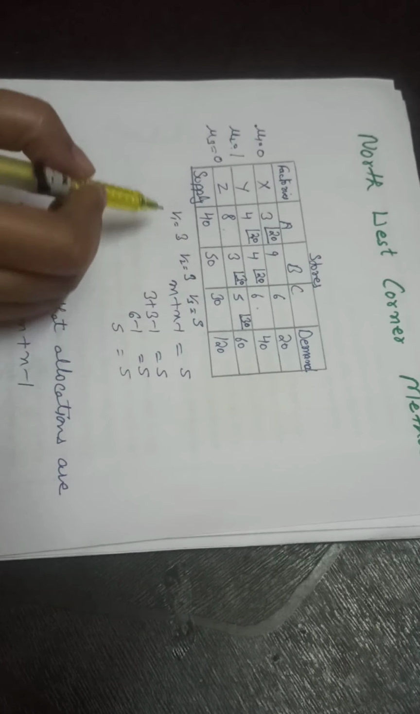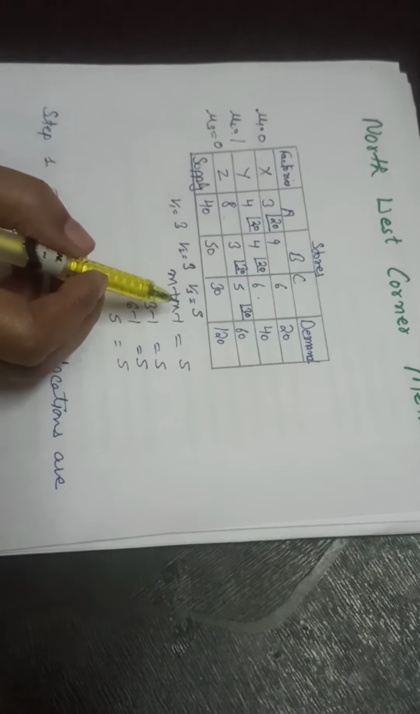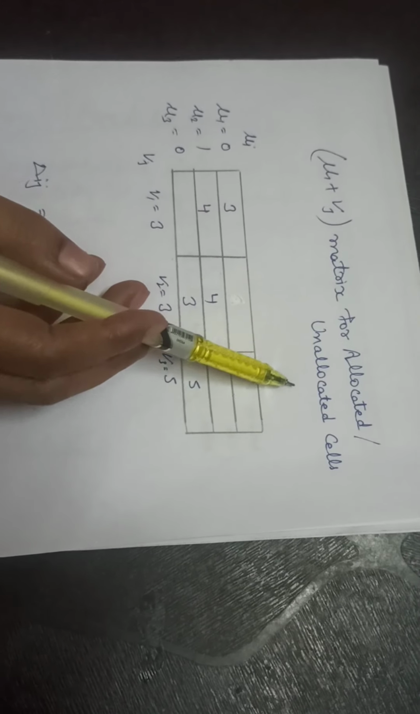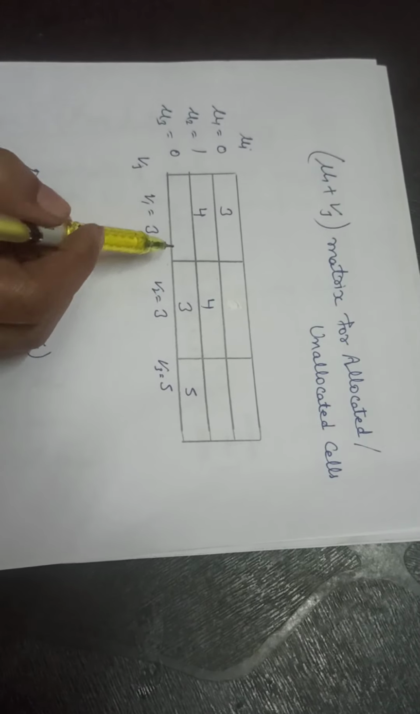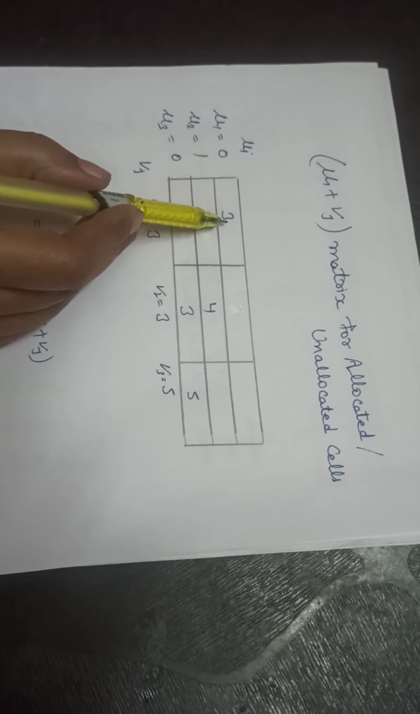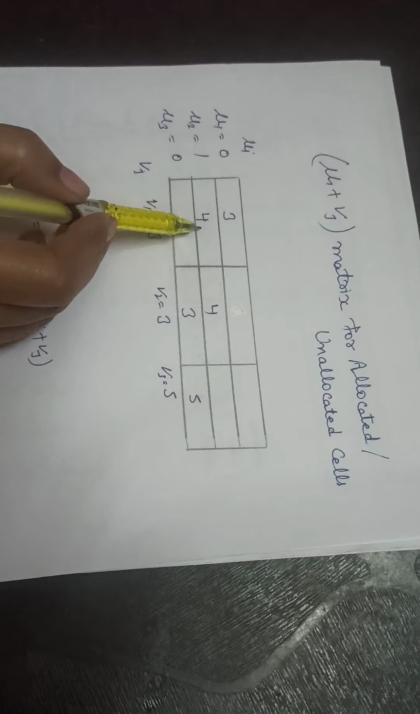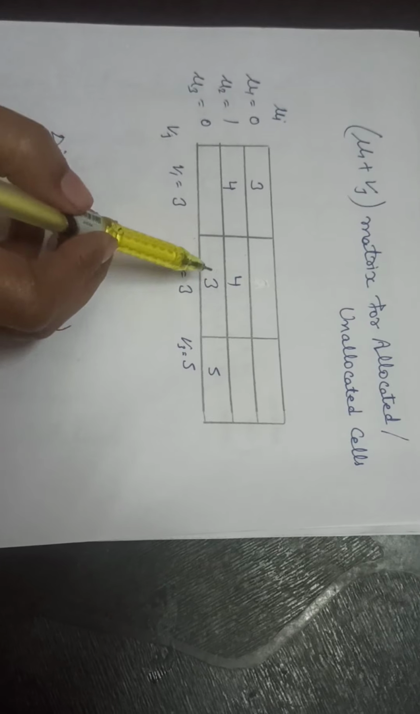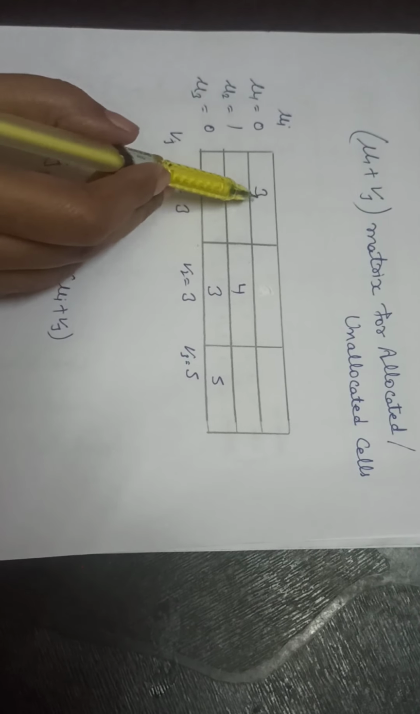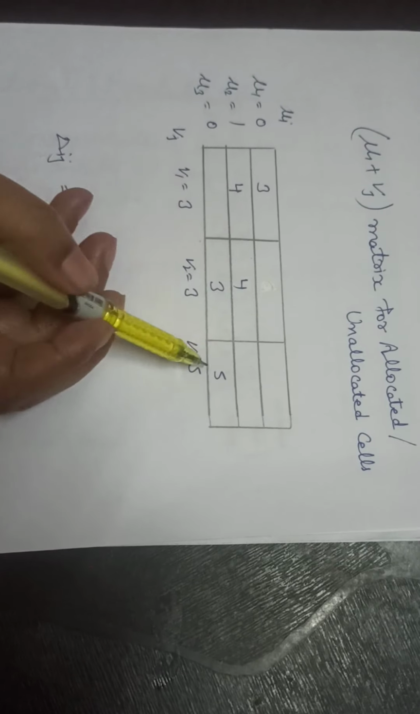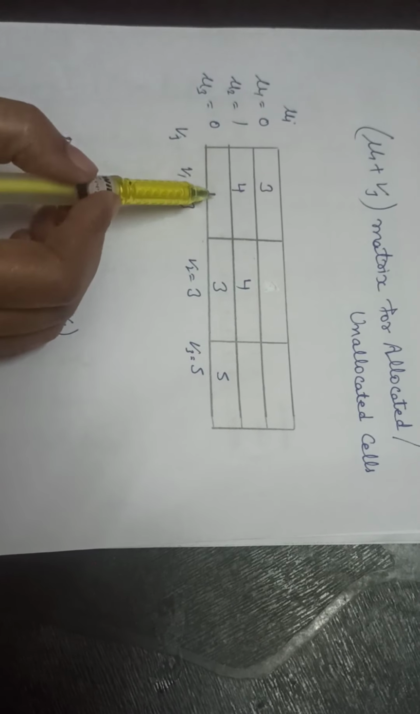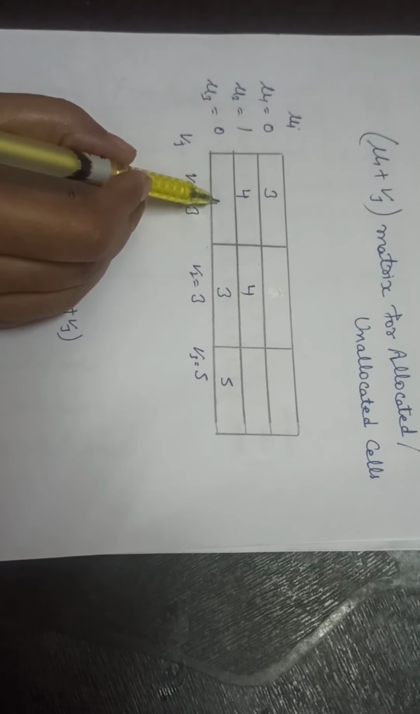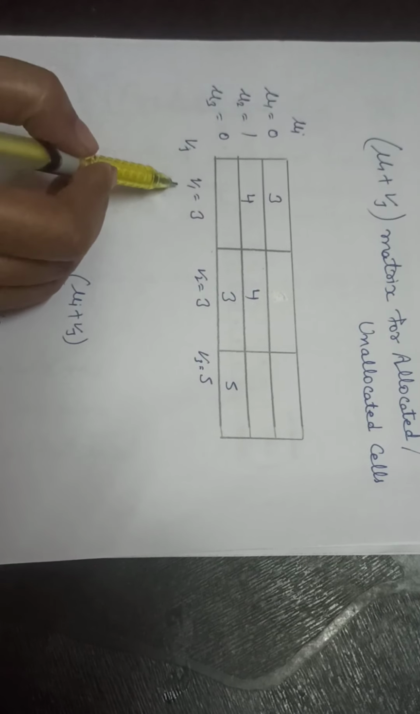Now we will make a uv matrix. Here we have the ui plus vj matrix for allocated and unallocated cells. In this matrix we will write the same values that were in the problem, 3, 4, 4, 3, 5, in the allocated cells. You can check the values in the problem. The same values are in these allocated cells in this uv matrix, and these blank cells are our unallocated cells. We will write values here by using the ui and vj values.